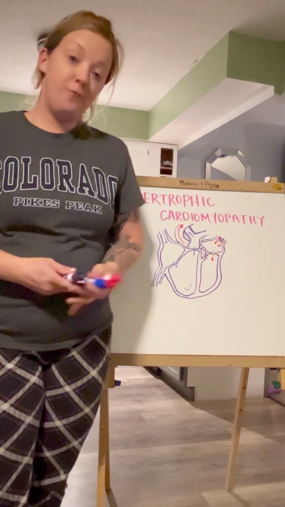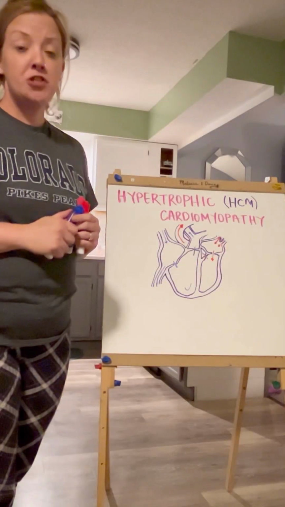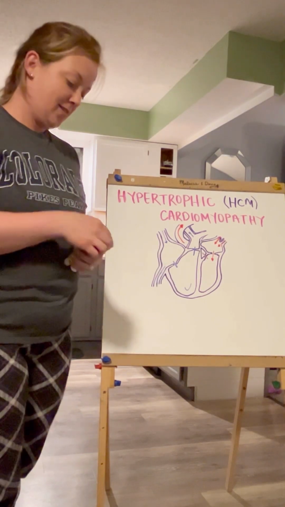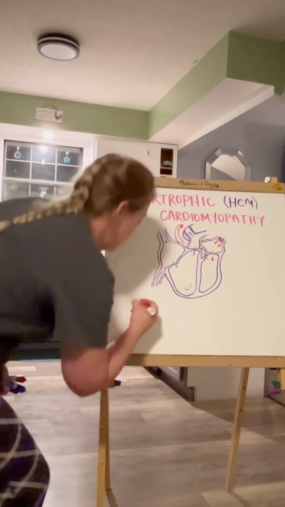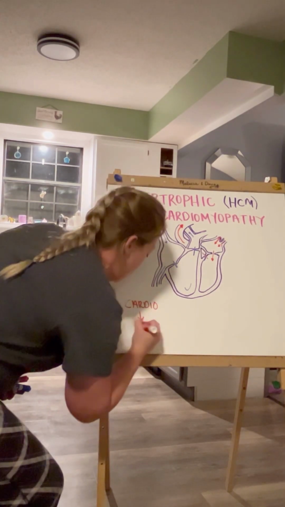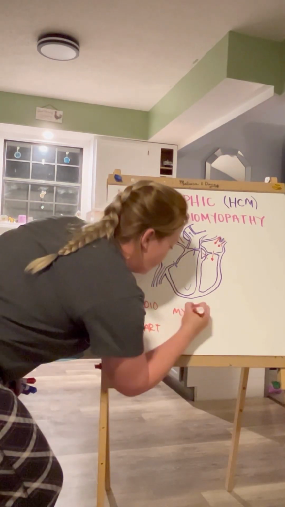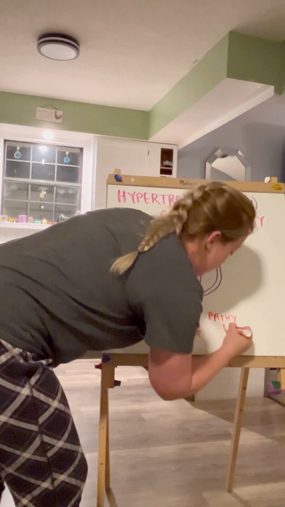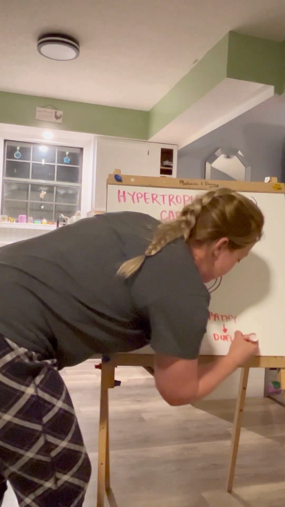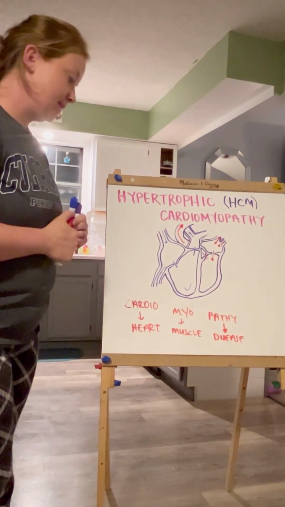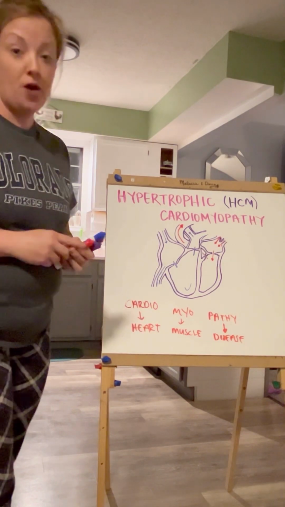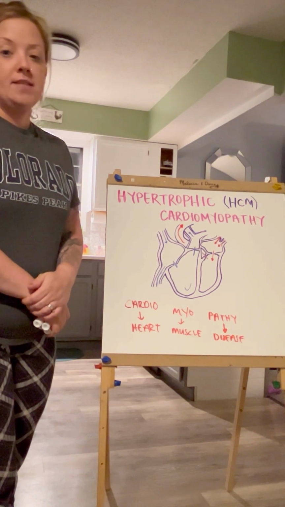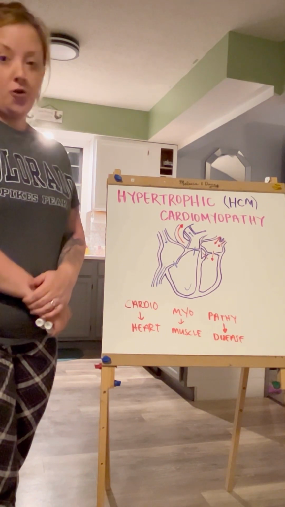I'm going to call it HCM for short. So the term cardiomyopathy actually has what the illness is inside of it. Cardio means heart, myo is muscle, and pathy is for disease. So that breaks it down a little bit, kind of makes it easier to understand where it got its name from. So to understand how HCM affects the heart, let's discuss how a normal, healthy heart functions.